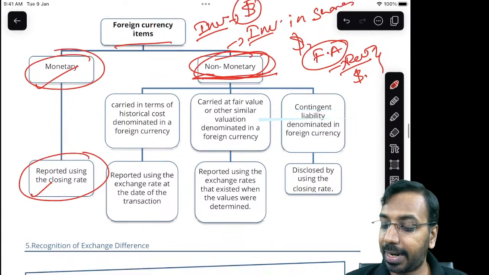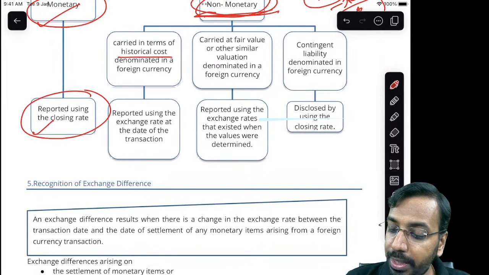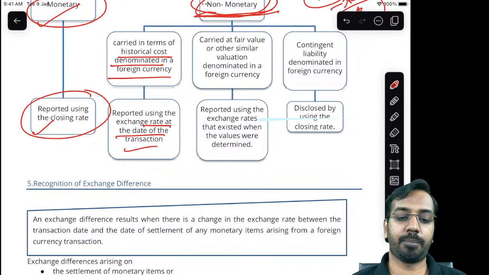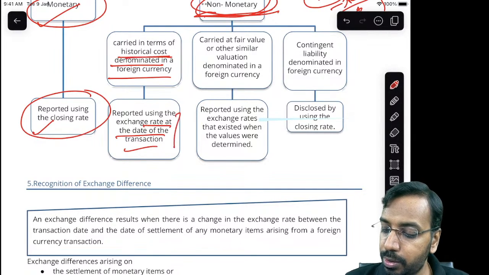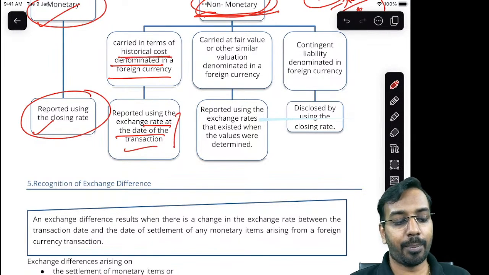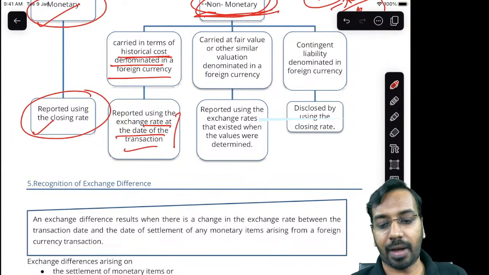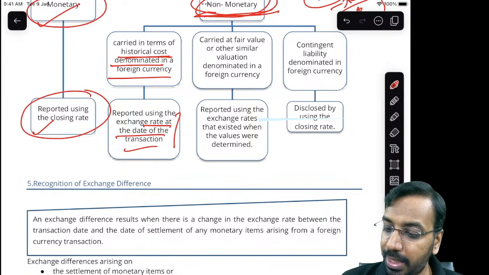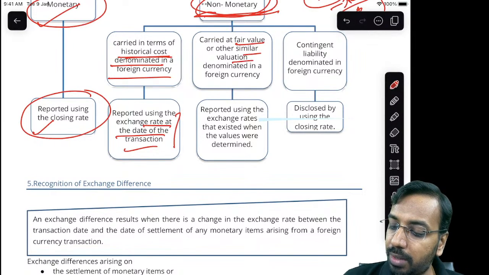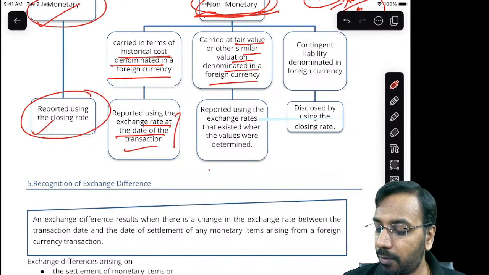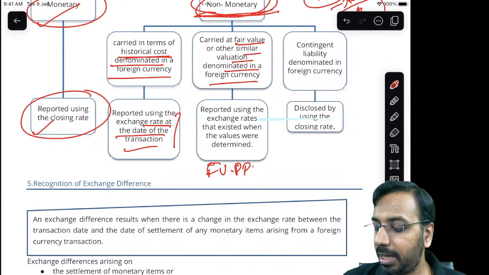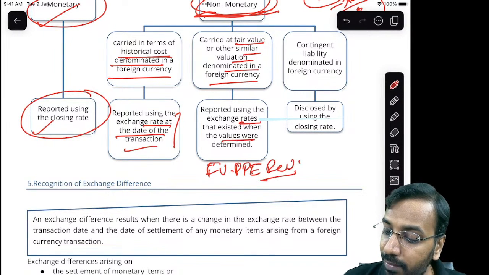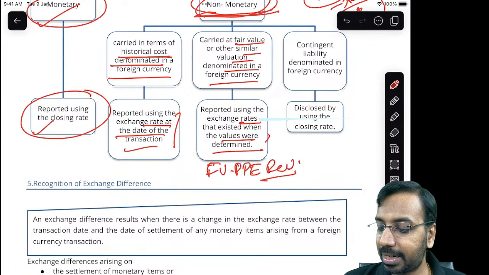So if there are non-monetary items, then what do you do? If it is at historical cost, you will use the exchange rate on the date of transaction. For example, I have invested when the dollar rate was 85. You will show the investment shares at 85 only. Then, if it is carried at fair value or other similar valuation denominated in foreign currency, for example, fair value of PPE under the revaluation model, then what was the rate when the value was determined? Take that rate and report.